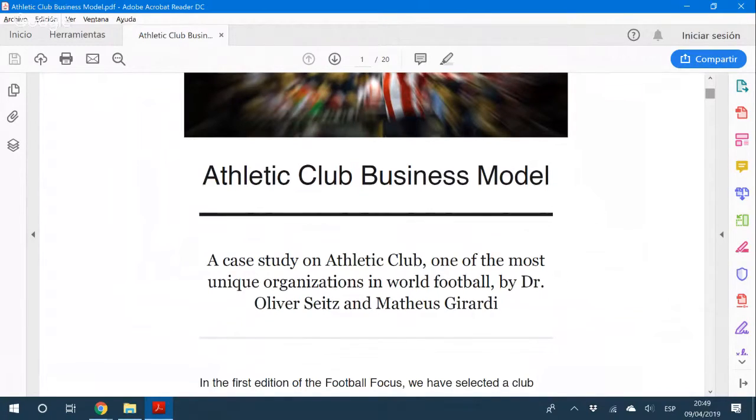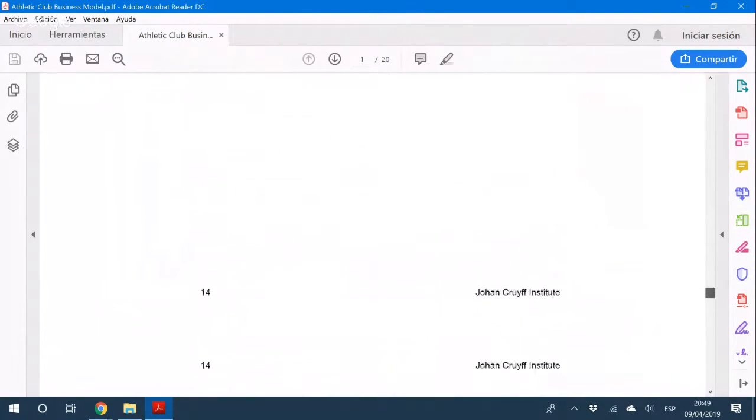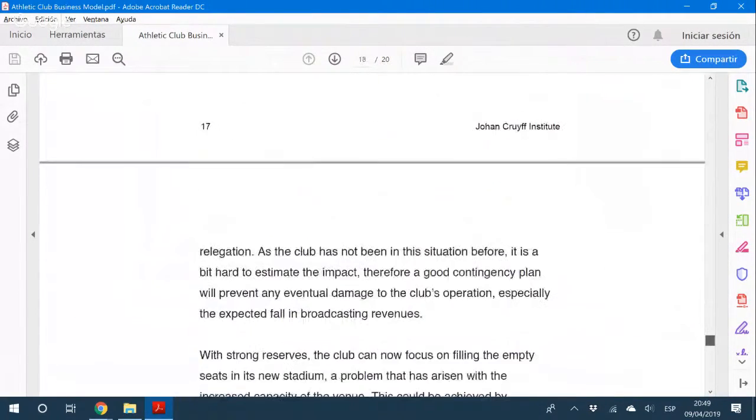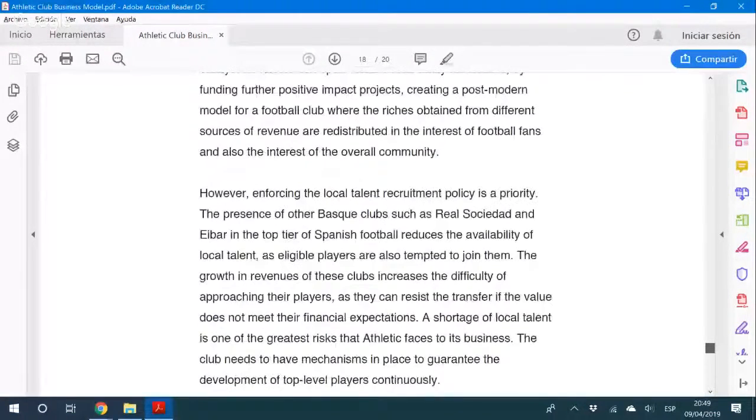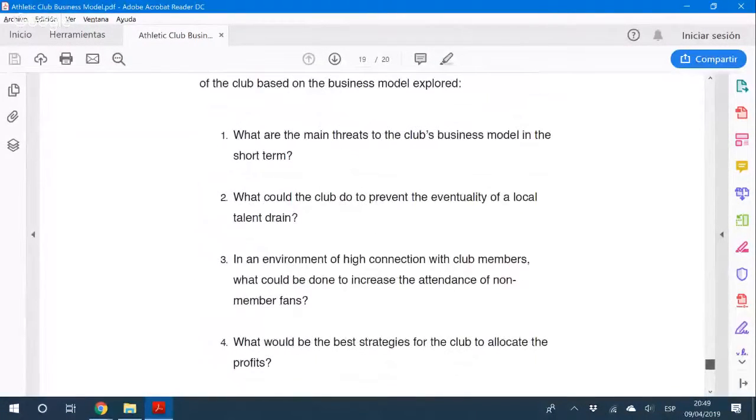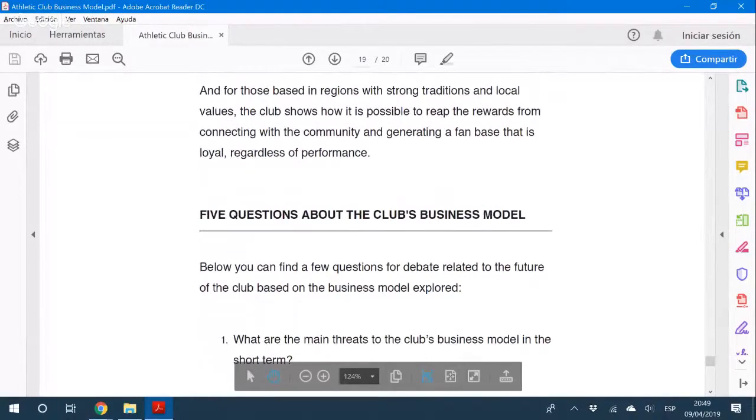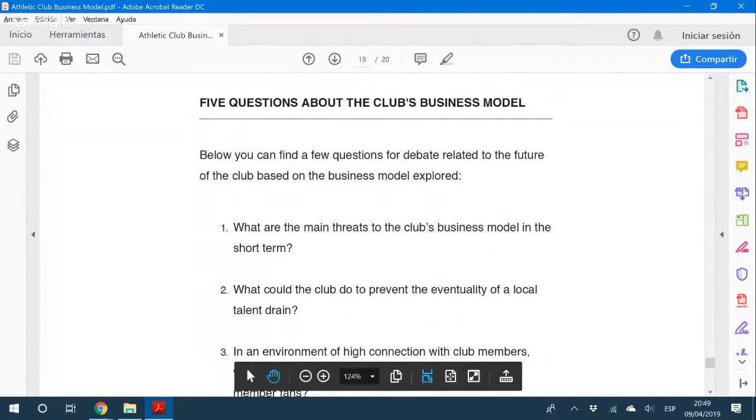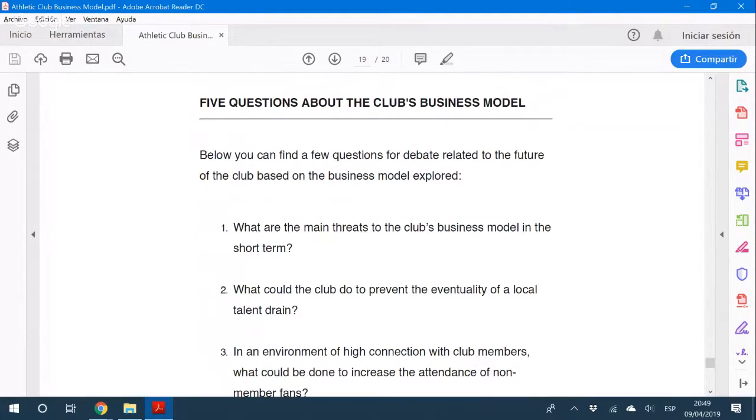So let's go to the end of the document just to present a little bit the questions that we are making. They are written at the end of the document. Here you can see them. And well, basically the first one is to try to identify the main threats of the club's business model in the short term.